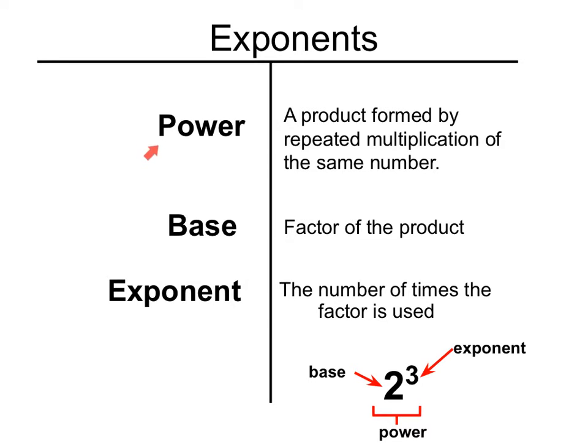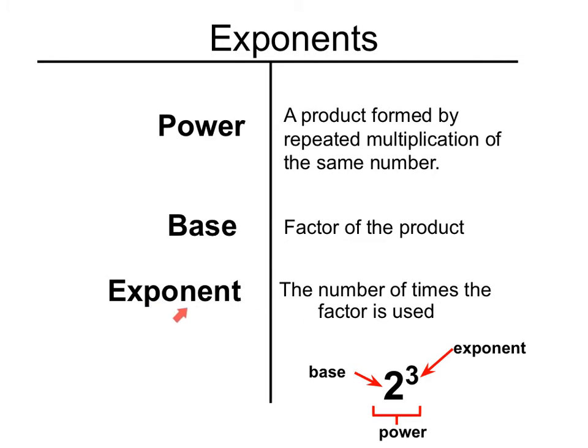So the first thing is power. Power is a product formed by repeated multiplication of the same number. So if we look at the example on the bottom, 2 to the power of 3 is the power. This whole expression right here is the power. Next is the base. The base is the factor of the product. So in this example, the base is 2. 2 is the number that's going to get multiplied again and again.